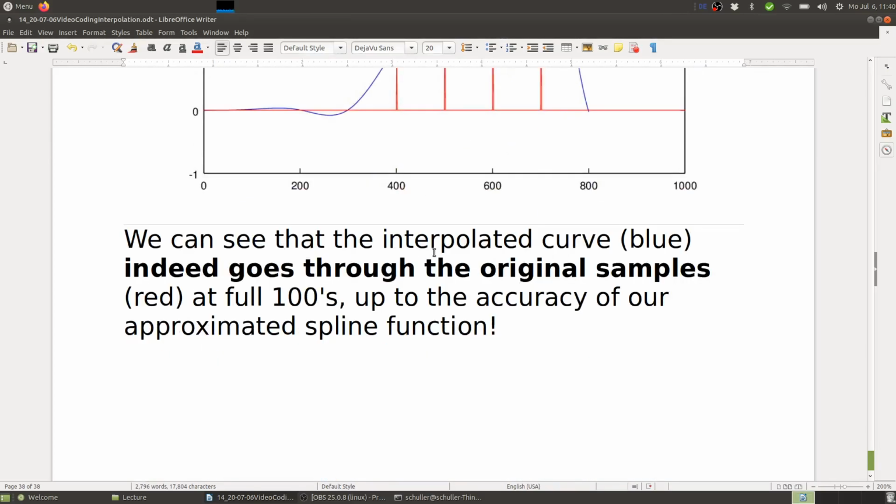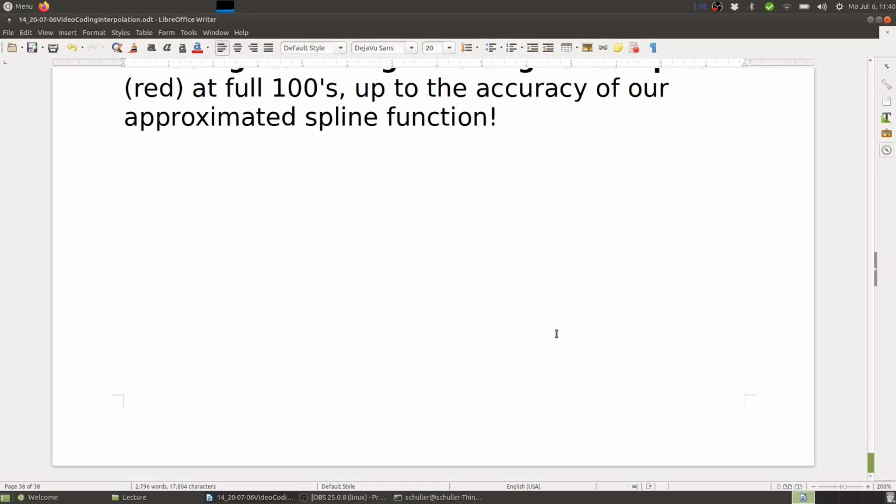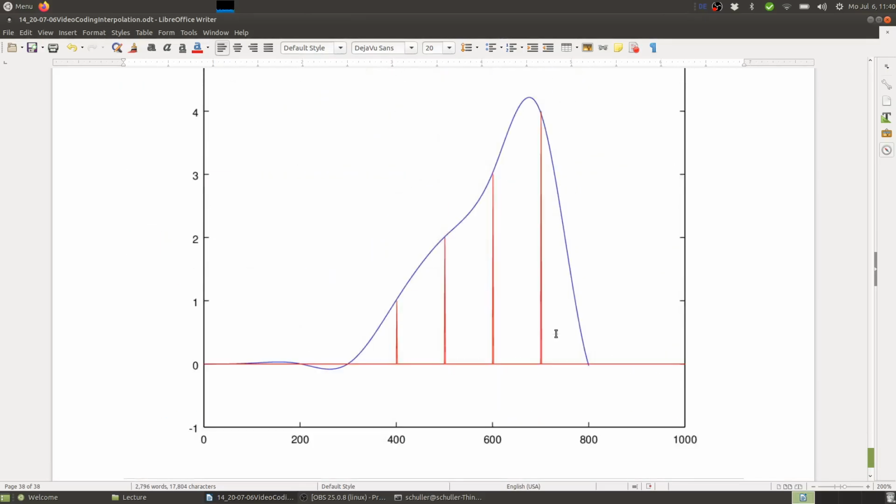So we can see that the interpolated blue curve indeed goes through the original samples in red at the full 100ths, up to the accuracy of our approximated spline function. So that worked nicely, and we can see that it can be done. And in this way we indeed get much better interpolation for the fractional sample accuracy for our motion estimation and compensation.